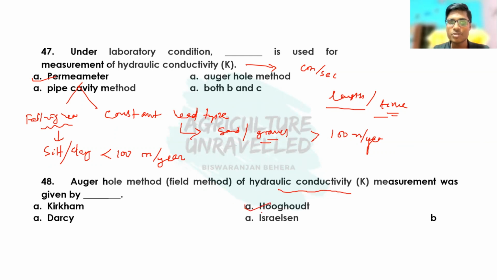So the correct answer to this question is that the auger hole method, or field method, of hydraulic conductivity measurement was given by Hughes. Another method that can also be used is the pipe cavity method or piezometric method. And this piezometric, or pipe cavity, method of hydraulic conductivity measurement was given by Kirkham. Okay, so these are some extra questions you have to remember.